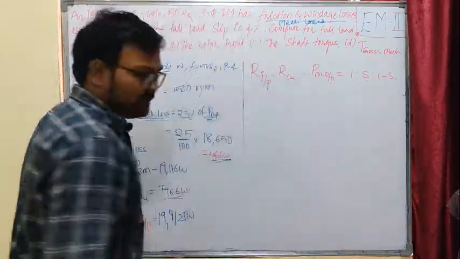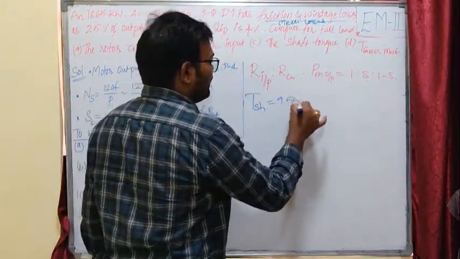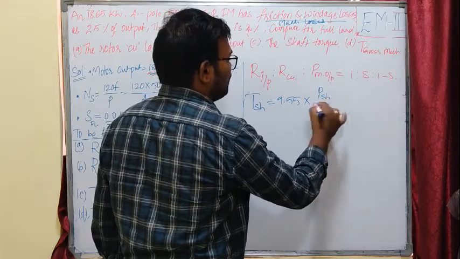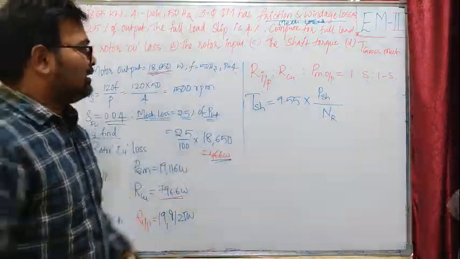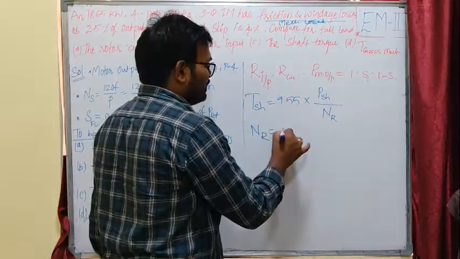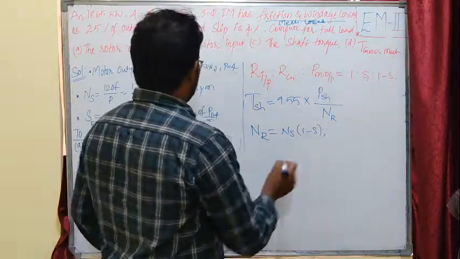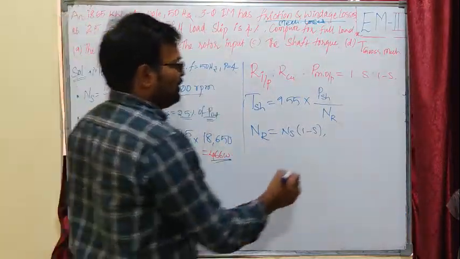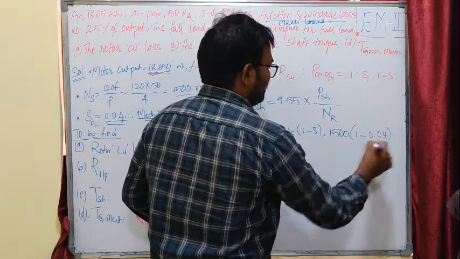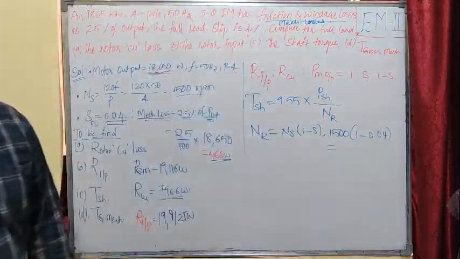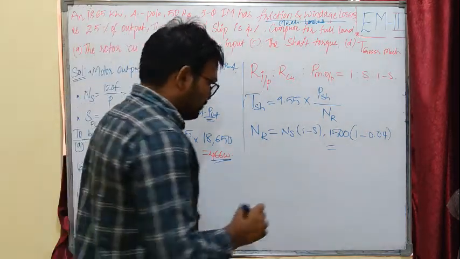What is the shaft torque here? I told you earlier, shaft torque equals 9.55 into shaft power, that is output power, by the speed of the machine, NR. NR is the speed of the rotor, which can be calculated using synchronous speed and slip. My synchronous speed is 1500 rpm, and the slip is 0.04. The speed of the machine is around 1440 rpm.